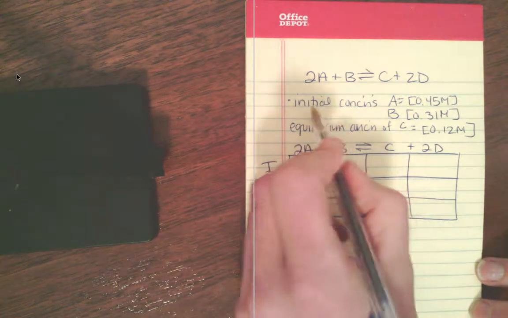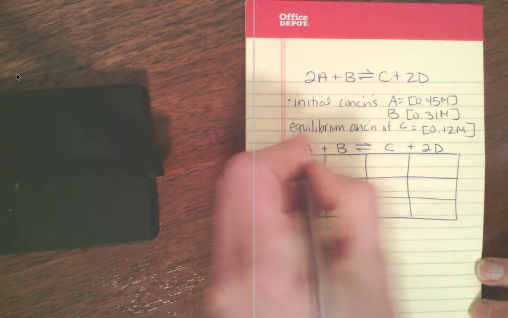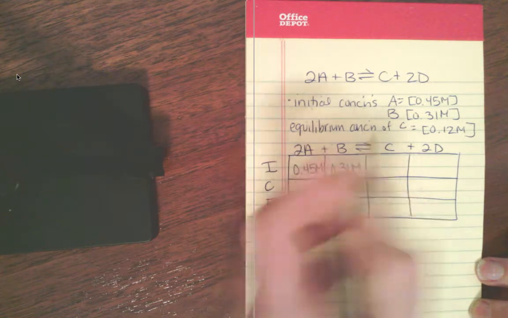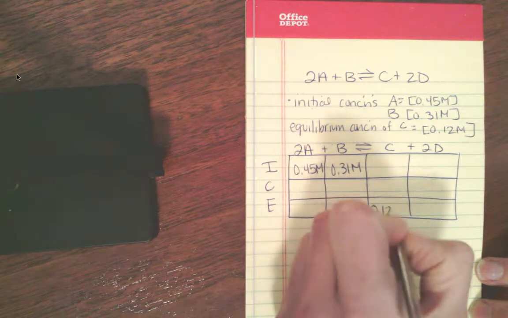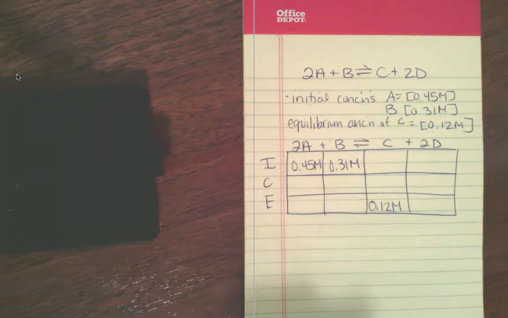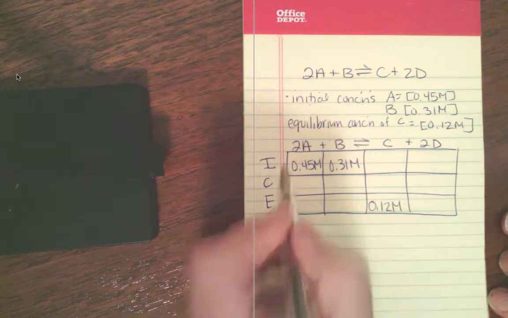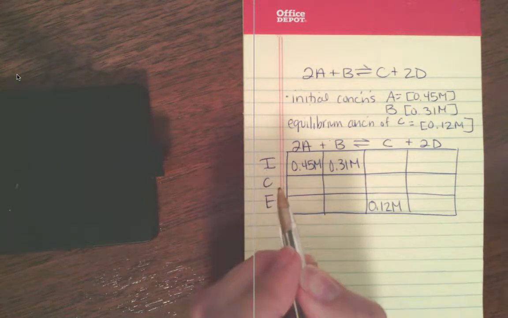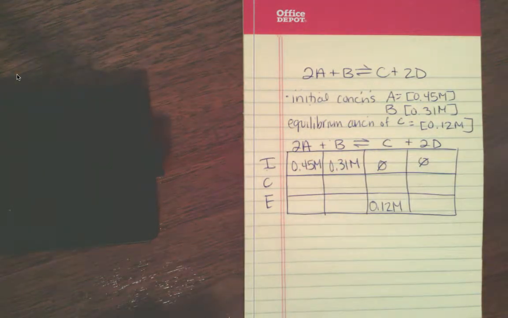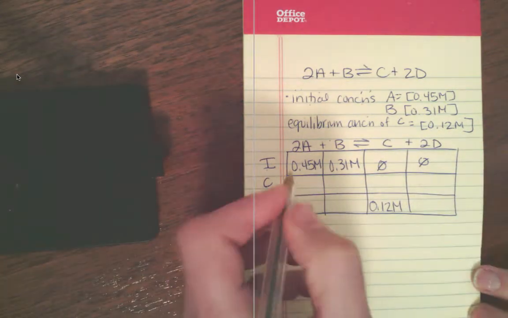So it says I have an initial concentration of A, 0.45 molar, an initial concentration of B, 0.31 molar, and an equilibrium concentration for C of 0.12 molar. All right, I don't have anything else at this point. And again, we can assume at the very, very start of the reaction, like time 0, we have no concentration of product. So it's 0, 0. All right, so let's talk about the change.